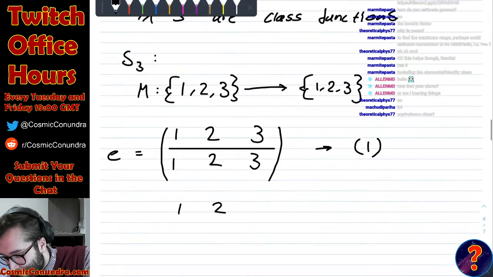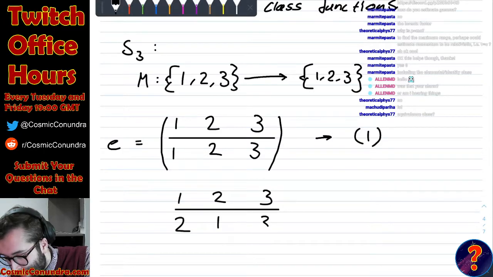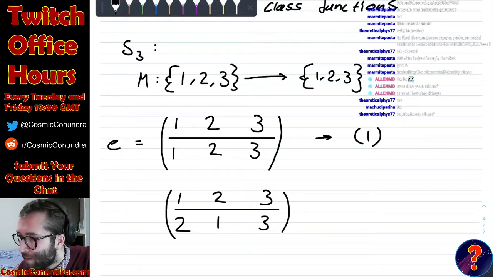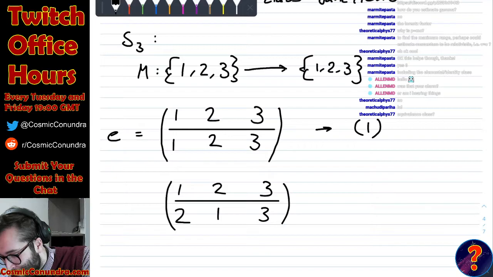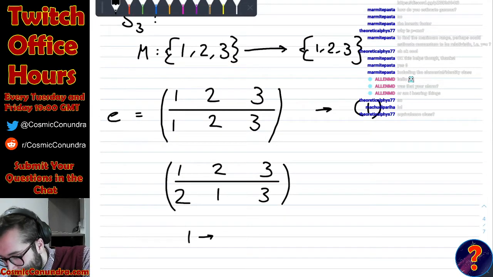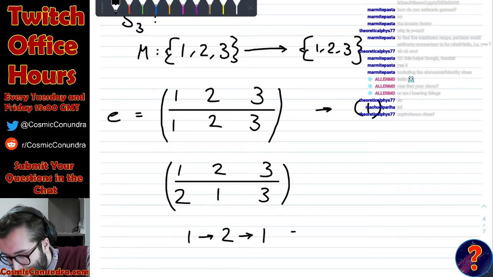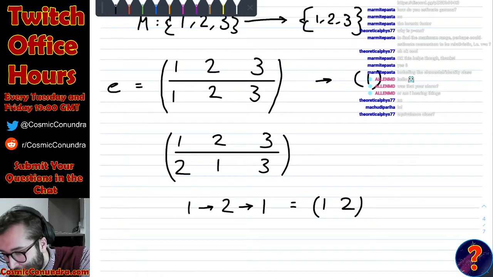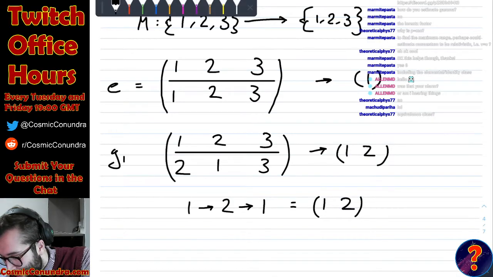So we could also have 1, 2, 3 to start off with, and then we could switch 2 and 1. This corresponds to another operation on these elements, another bijection. In this one, we are sending 1 to 2, and we're sending 2 to 1. So we often write this as (1 2), where this notation means you take 1 going to 2, and then 2 goes back to 1. We'll see as we go through that this notation makes some sense. I'm going to call this element G1.